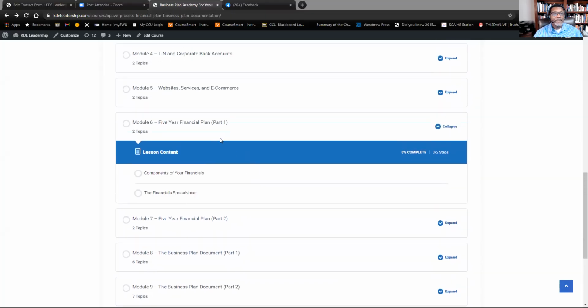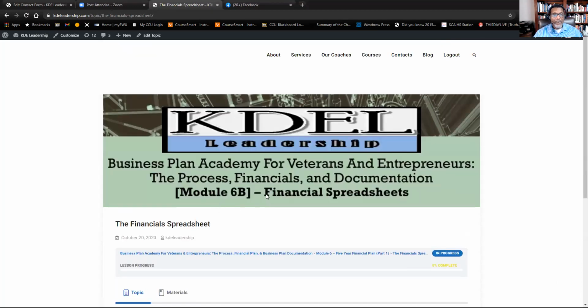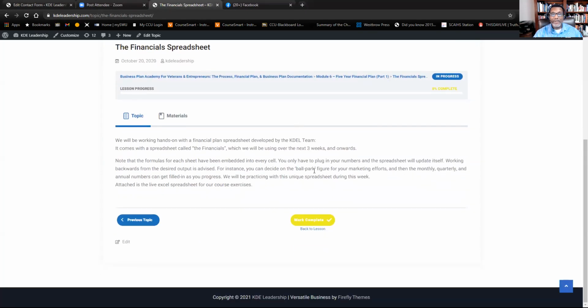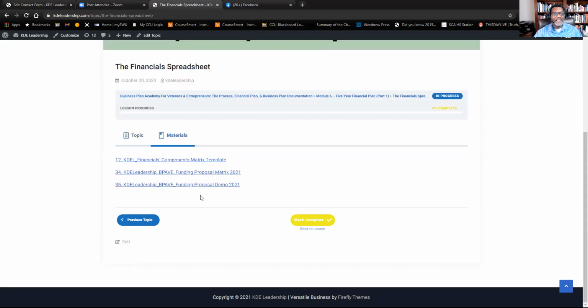To download them, you go to Module 6, okay? For instance, you're looking at components, or let's say your financial spreadsheet, you click on that, it will open up this page for you where it tells you what to do. You go to where it says materials. You click on those materials, and this is where you can download all these templates from. I hope this helps you.